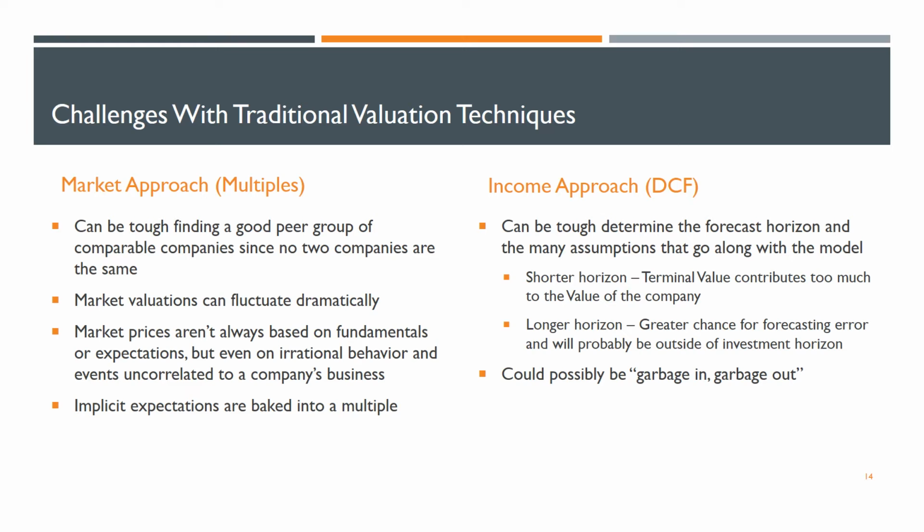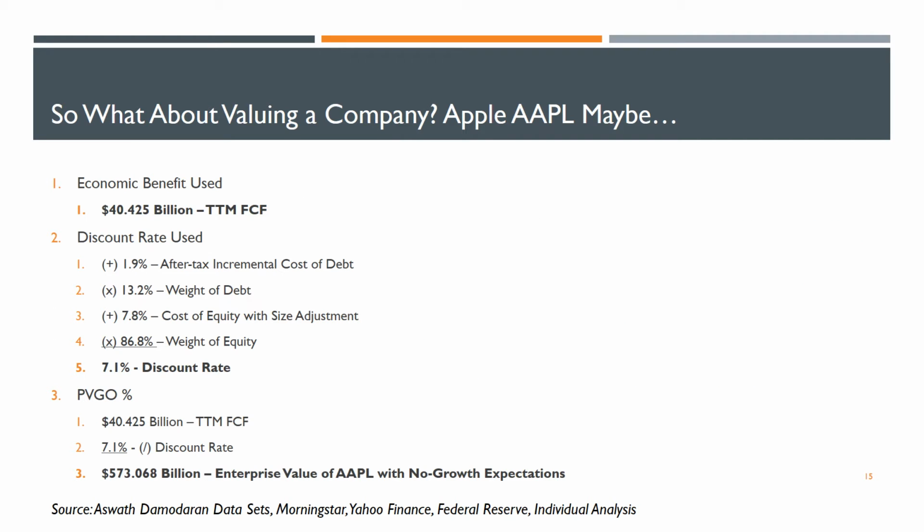Shorter horizon terminal value is just too high, and on the opposite end, most analysts are looking at only 5 years and then a terminal value. That works for companies that are going towards maturity, but if a company is nowhere near that, I mean, it's just 90% of the value is coming from the terminal value. To me, it's just too much, which leads to why a lot of analysts go with multiples, because in their eyes, using the income approach, particularly the DCF, could possibly lead to garbage in, garbage out. So let's try to tackle some of these problems with other approaches and how the PVGO percentage can help.